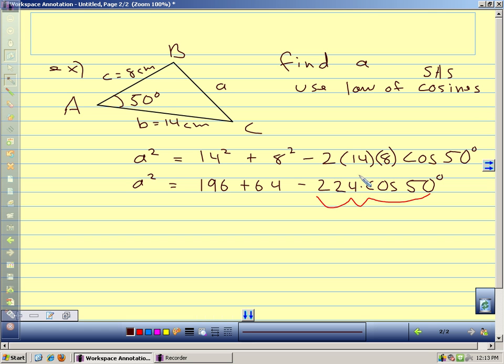So I can't take that 224 away from the cosine of 50 degrees by subtracting. So these two have to stay together. I can't subtract this 224 from these numbers. So a lot of people get to here and they add these two together and subtract 224. This part has to stay together for now. So I'm going to multiply this out now. 196 plus 64 minus 224 times the cosine of 50, which is 0.6428.